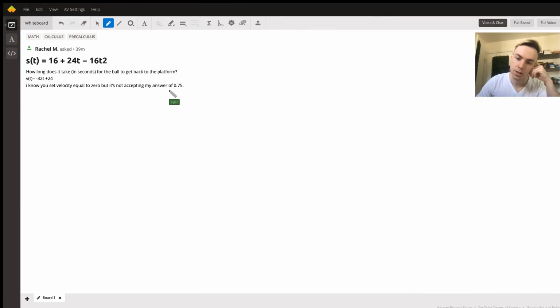Hi, Rachel. So you're making a slight conceptual error. When we toss the ball up into the air, we have this velocity, but we have this position function as well, which let's rewrite this. I like to write things with the leading exponent first. So in other words, negative 16t squared plus 24t plus 16.